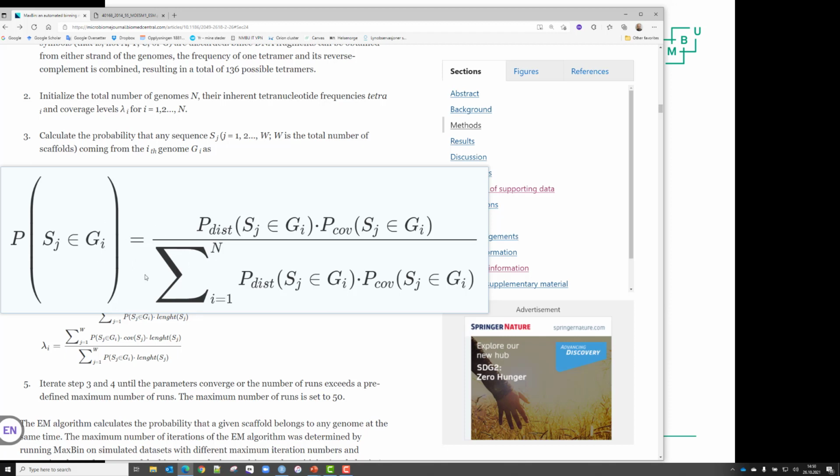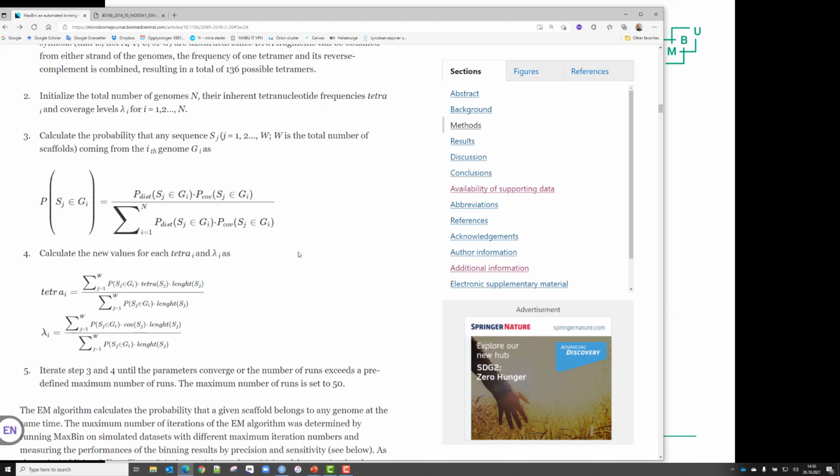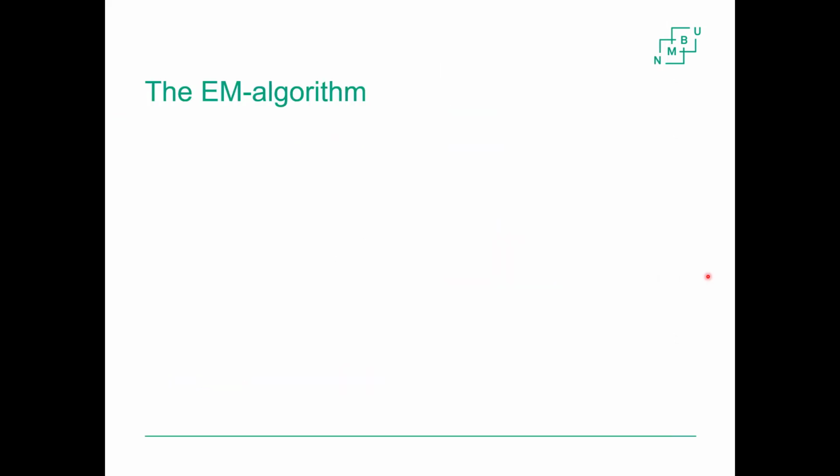And in most cases, I think that's not a problem, unless you have very poor contigs, and then of course it's impossible to know where they come from, but they are rubbish anyway. So that's it, I think. The MaxBin idea.